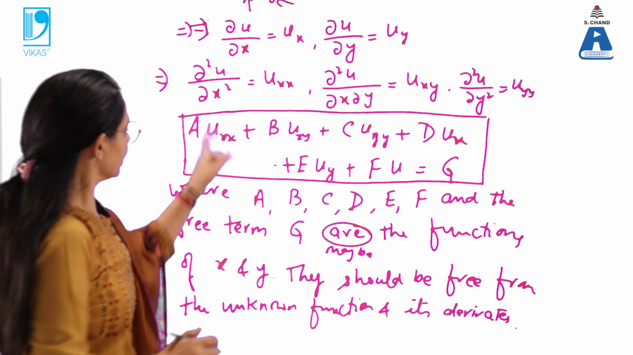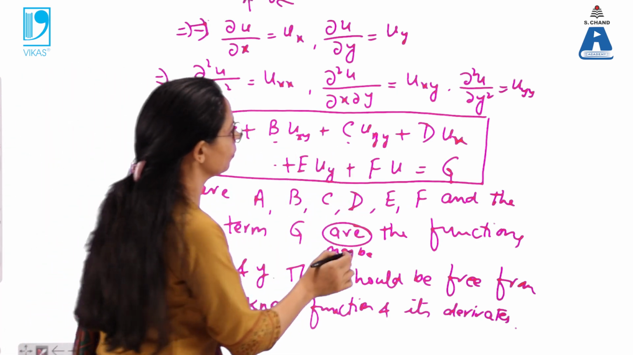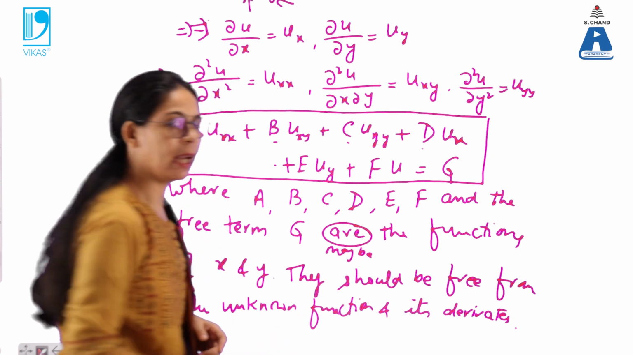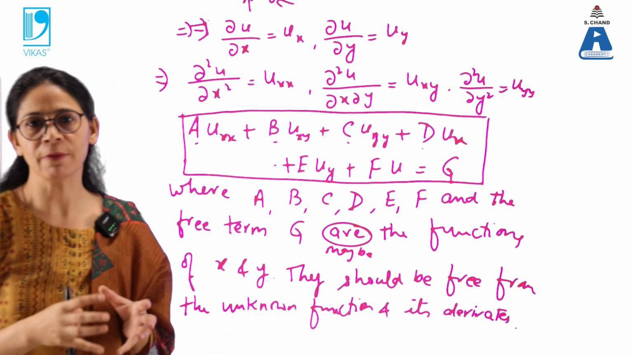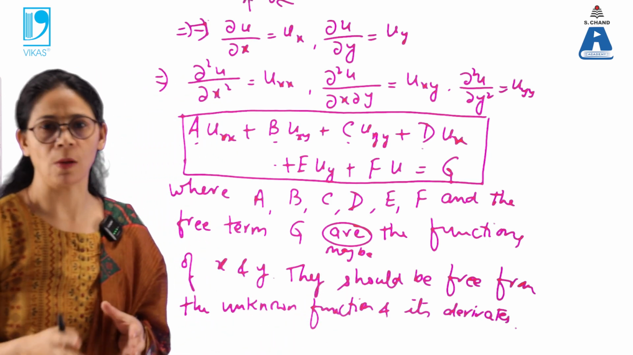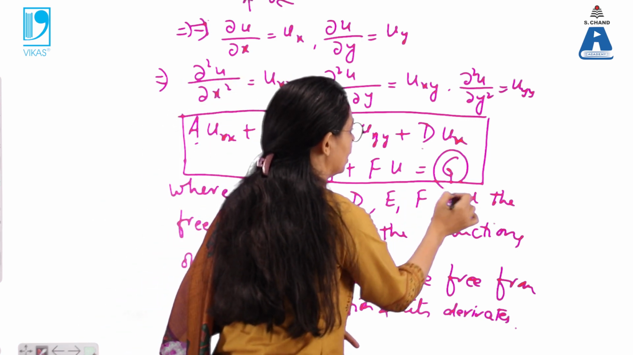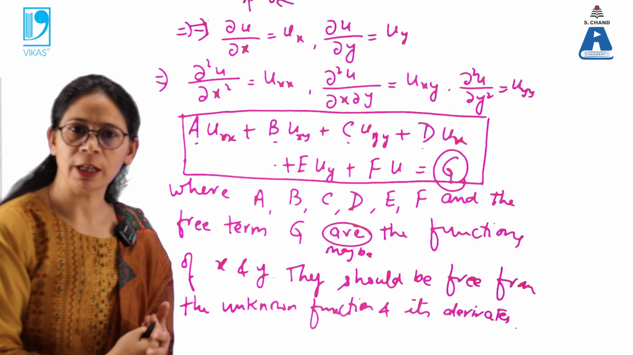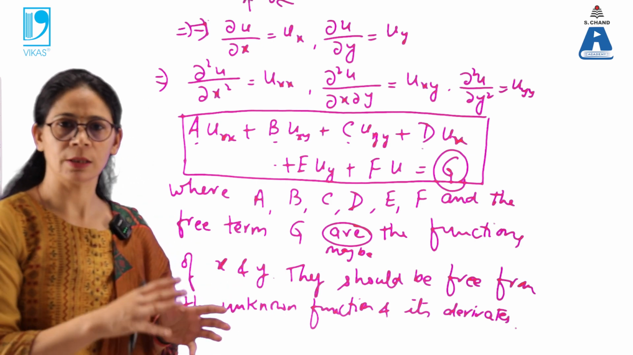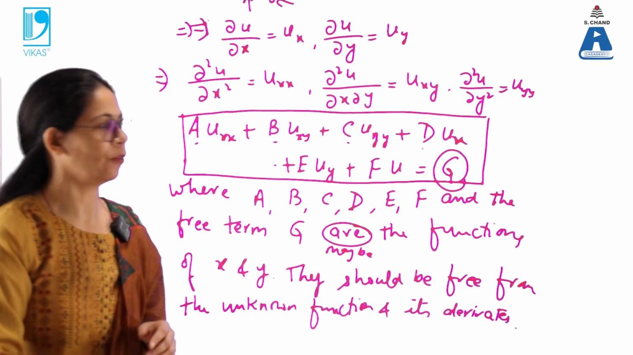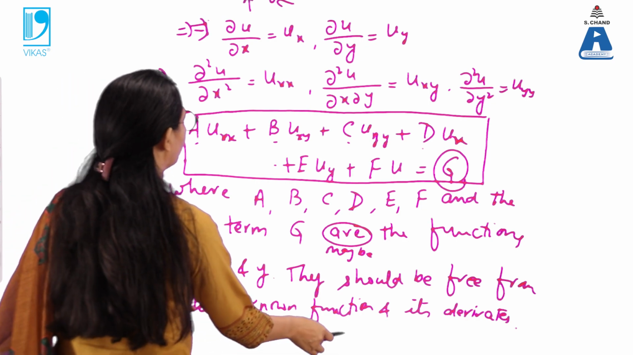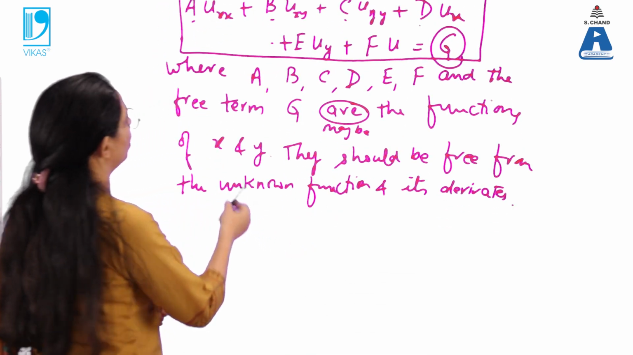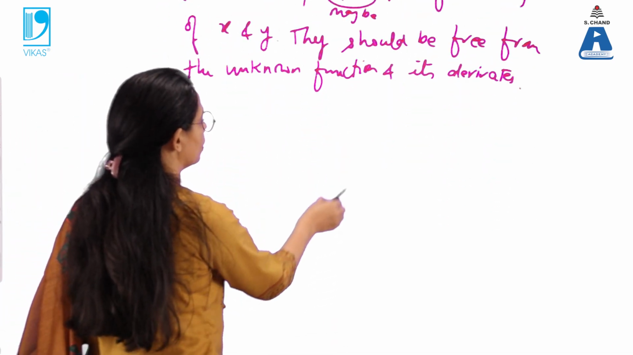And it is clear that these A, B, C, D, E, F may be functions of x and y, and they may be constants. A similar condition is applicable to G, which is the free term on the right hand side, which does not involve any u or its derivative, where u is the unknown function. Now, we need to find out the classification of such a differential equation.